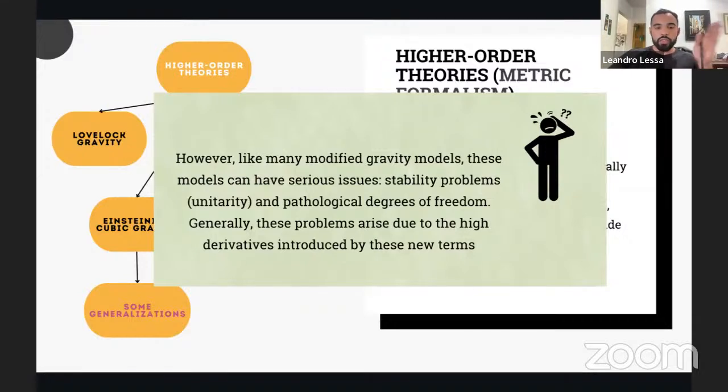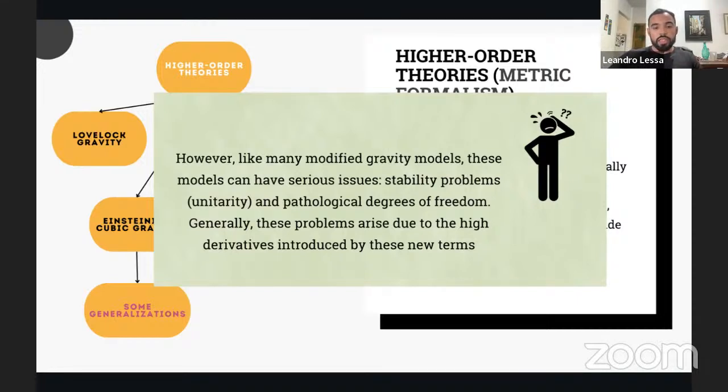However, like many modified gravity models, this model can have serious problems. Probably the worst is that the theory sometimes introduces instabilities, because this kind of problem is a problem of unitarity. It is very difficult to deal with that. And another kind of problem is pathological degrees of freedom. That's another huge problem in this kind of modified gravity.